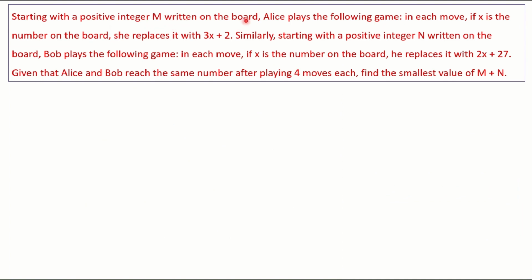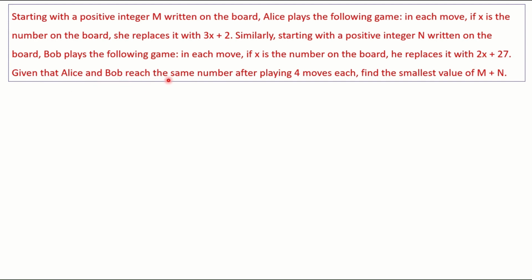Starting with a positive integer m written on a board, Alice plays the following game. In each move, if x is the number on the board, in this case m, she replaces it with 3x plus 2. That means she replaces it with 3m plus 2. Similarly, starting with a positive integer n written on the board, Bob plays a slightly different game. In each move, if x is the number on the board, he replaces it with 2x plus 27. So he has n on the board, so he will replace it with 2n plus 27.